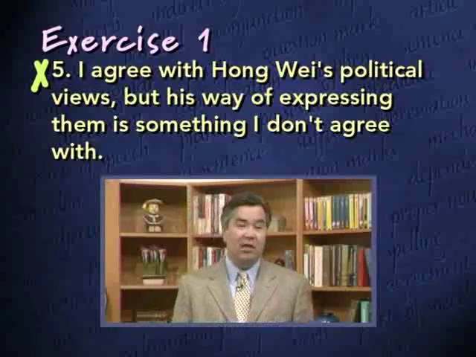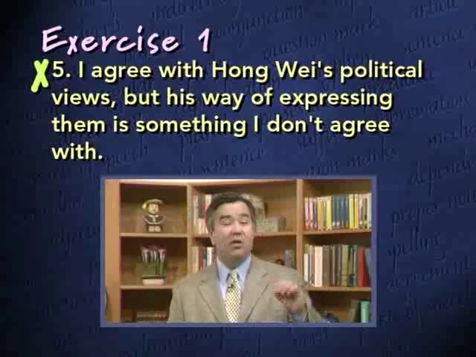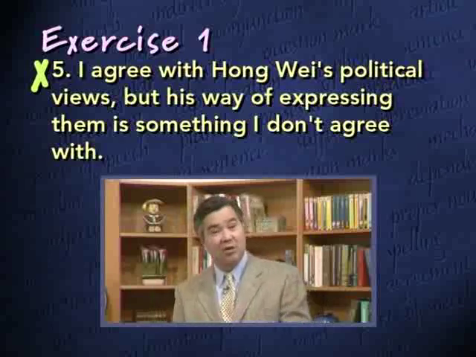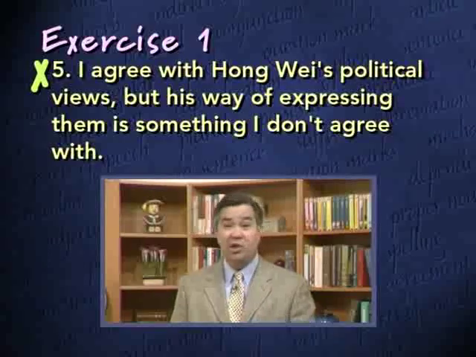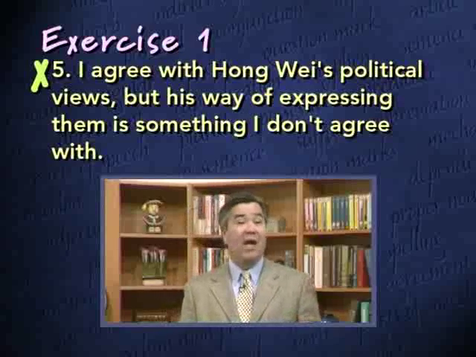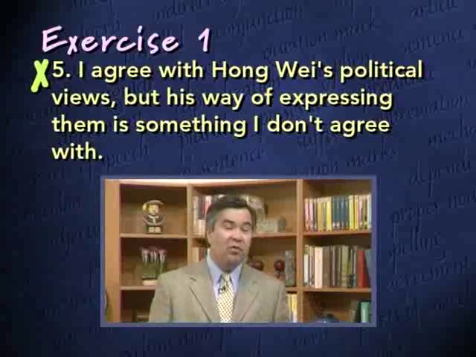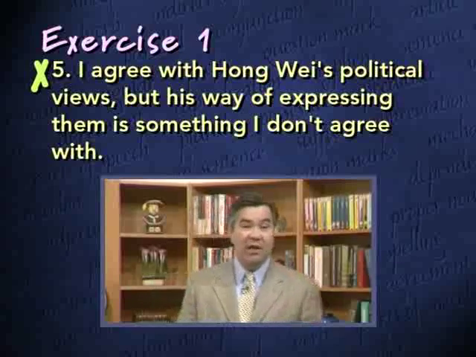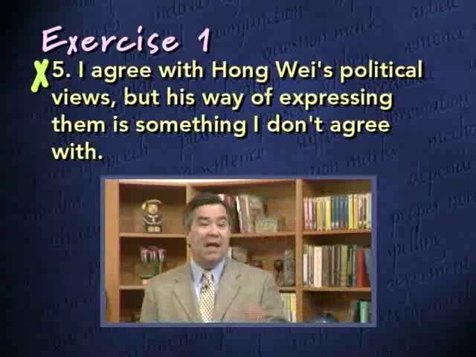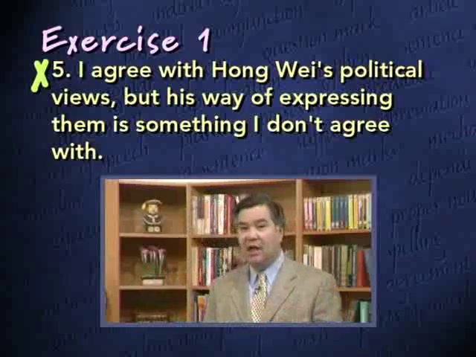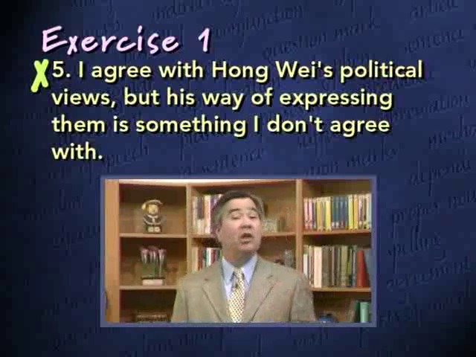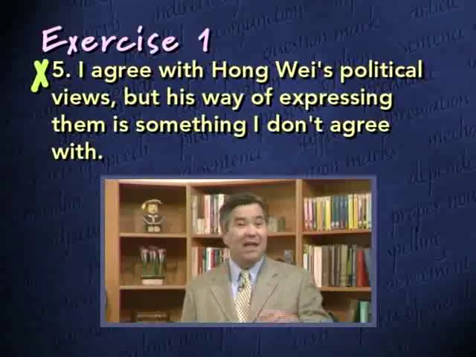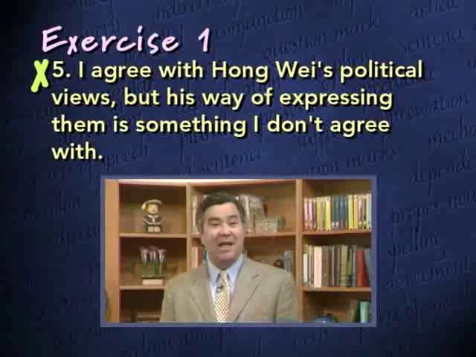In the first idea, the author is describing something that he agrees with about Hung Wei, namely his political views. The second clause is describing something the author doesn't agree with, namely the way Hung Wei expresses them. So we have two ideas that are in contrast to one another. The author agrees with one, disagrees with the other. Now, the relationship between the ideas and the contrast between them would become much clearer if parallel structure would be used. And again, it's easy to revise the sentence to make that the case.